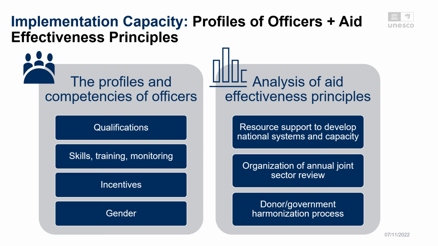The profiles and competencies of officers includes officers' qualifications, skills, training, incentives, and gender. Lastly, analysis of aid effectiveness principles is looking at to what extent external resources support the development of national systems and capacity, whether key stakeholders are involved in supporting implementation through the annual joint sector review process, and to what extent donor or government support is harmonized.